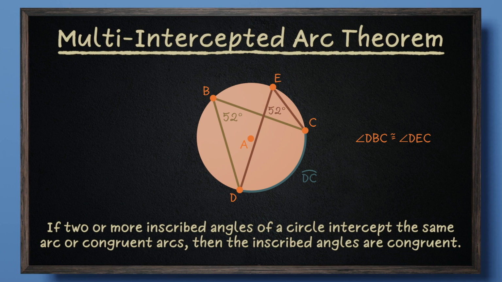Circle A has two inscribed angles intercepting arc DC. Since they intercept the same arc, we can conclude that the inscribed angle DEC measures 52 degrees, since the theorem states that both angles are congruent. In the next lesson, we will examine theorems related to secants and tangents, which are lines that interact with the circle from the outside.